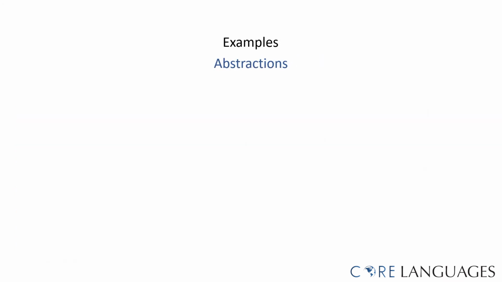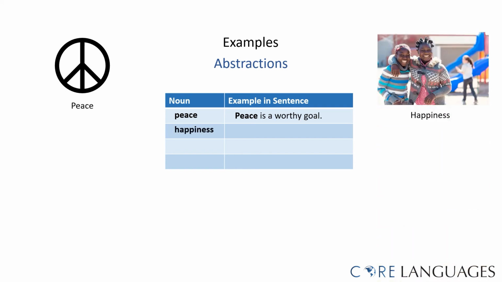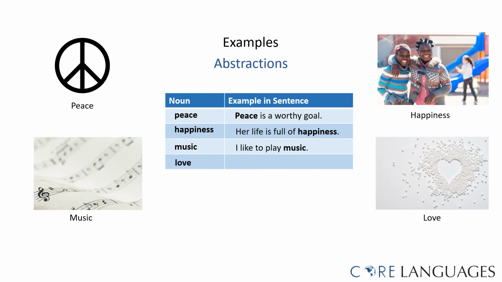And here are examples of sentences that use uncountable nouns that refer to abstractions or feelings. For example, peace. Peace is a worthy goal. Happiness. Her life is full of happiness. Music. I like to play music. Love. Love is a wonderful feeling.